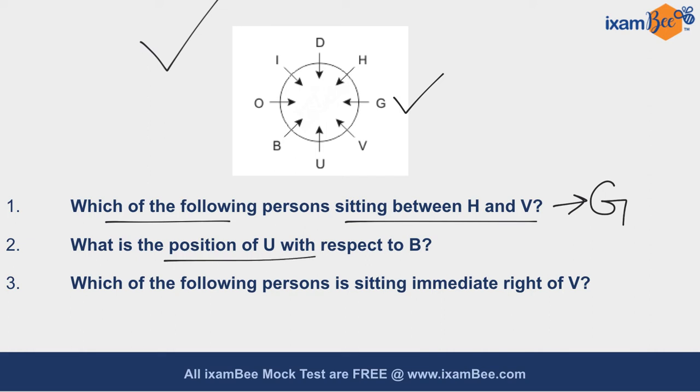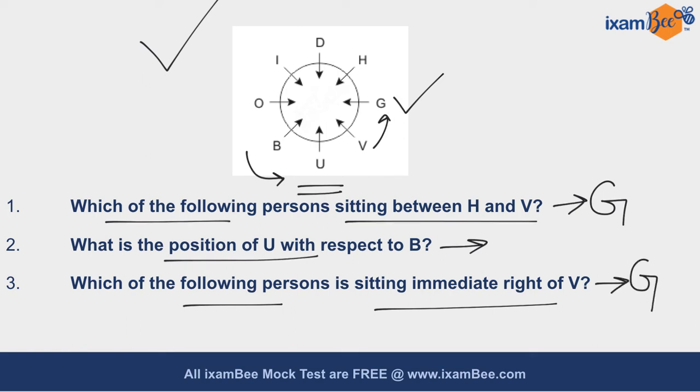What is the position of U with respect to P? Clearly, U is sitting to the immediate right of B, so the correct answer is immediate right. Which of the following person is sitting immediate right of V? Clearly, G is sitting to the immediate right of V, so G is the correct answer.